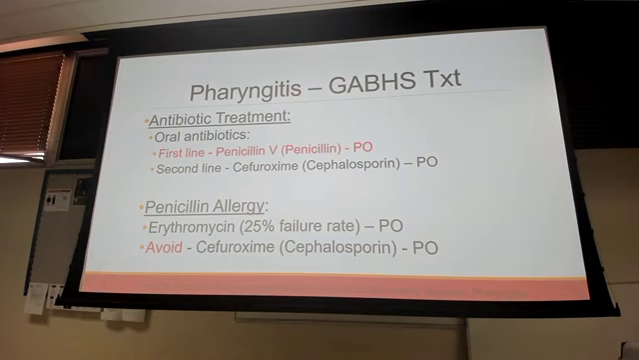We can prescribe a cephalosporin. We'll talk about refractory treatment in the next step. If the patient has a penicillin allergy, though, we want to stay away from penicillin, and we're going to prescribe erythromycin. It does have a 25% failure rate, but we'd much rather take the failure rate over an allergic reaction. So we won't prescribe them penicillin. And then we want to avoid cephalosporins if they have a penicillin allergy, because there is some literature that shows cross-sensitivity between penicillins and cephalosporins. So we still want to avoid cephalosporins if they have a penicillin allergy.